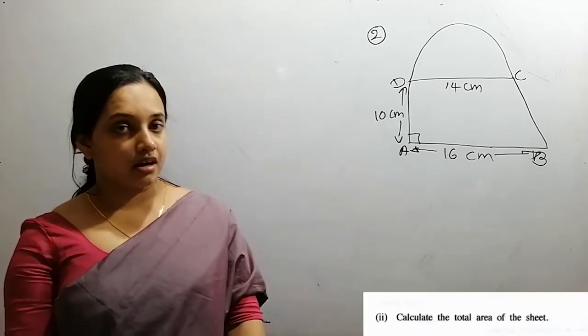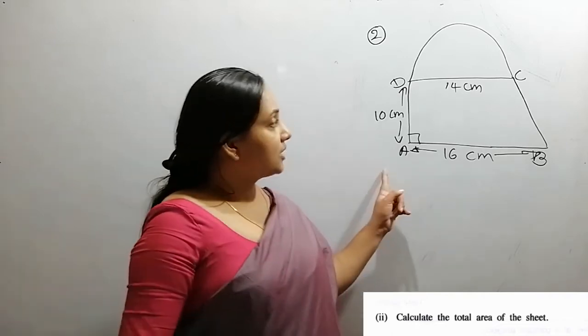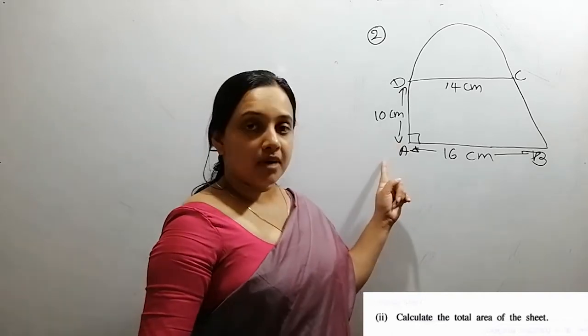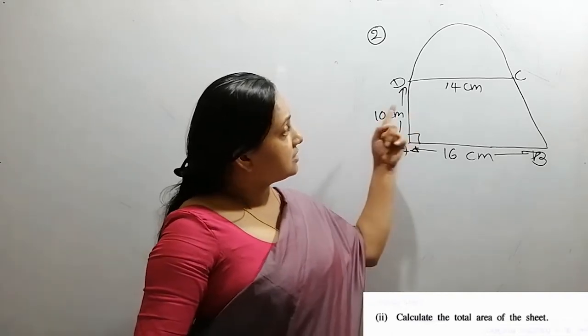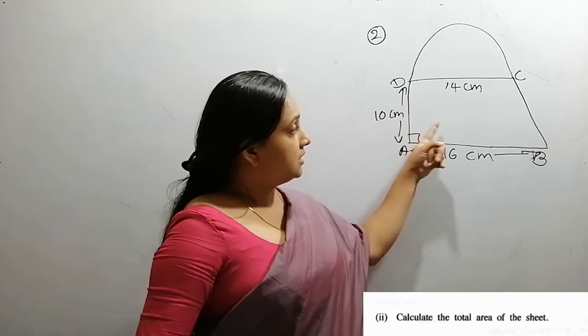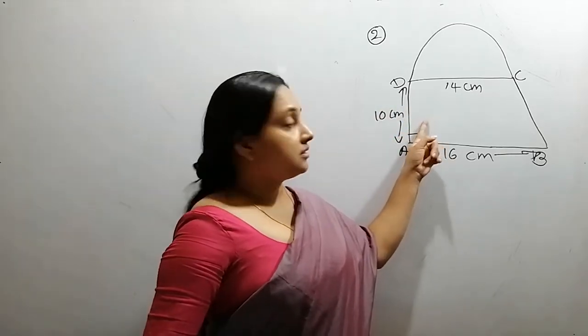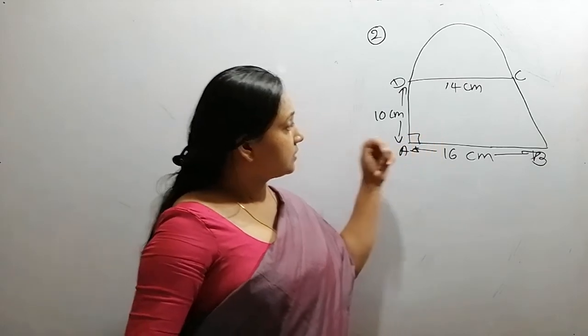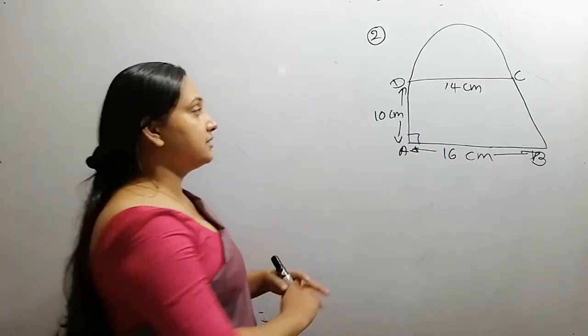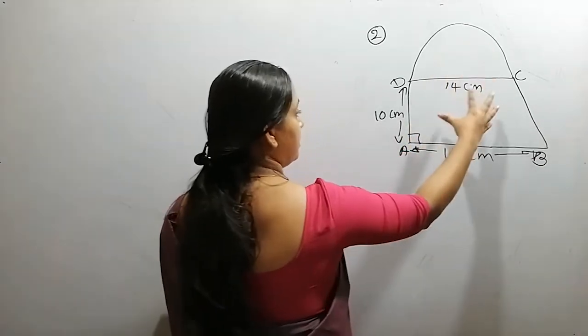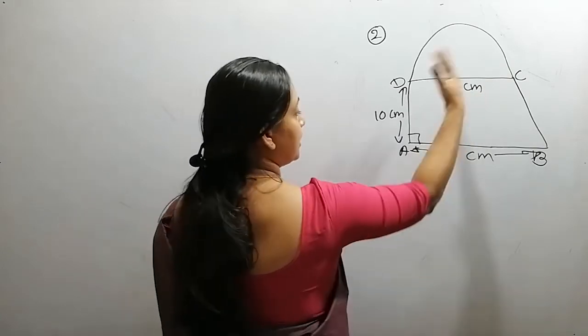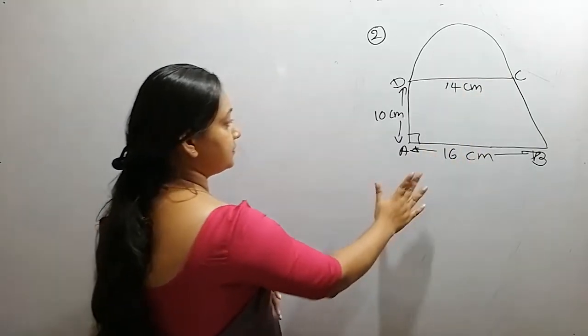Then part 2. Calculate the total area of the sheet. You can see this is a combined figure. There is a semicircular part and this part is a trapezium shape. Then we have to add the area of this part and the area of this part to get the total area of the whole figure.